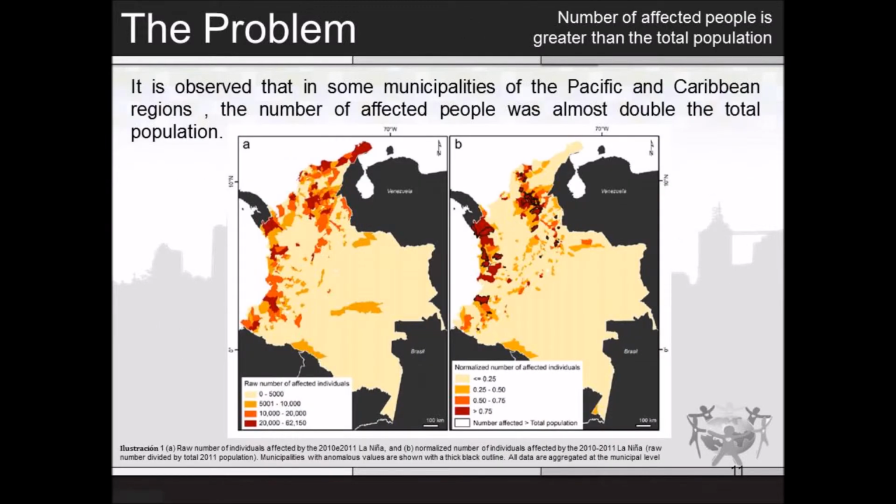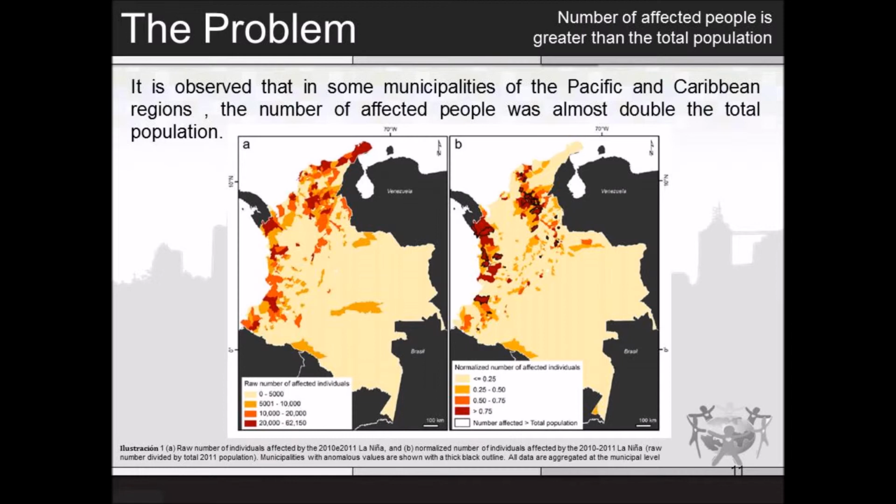The second problem: number of affected people is greater than the total population. I found an article called The Impact of the 2010-2011 La Niña Phenomenon in Colombia. In the research, they made a map of affected people normalized by the total population, and they found that 37 municipalities had anomalous normalized values higher than 1.